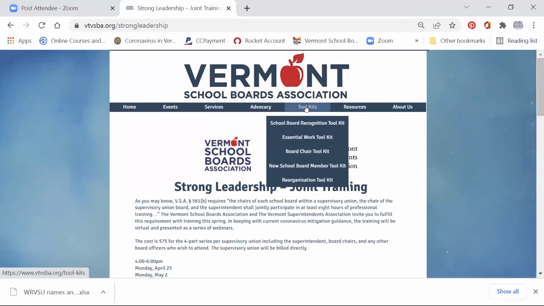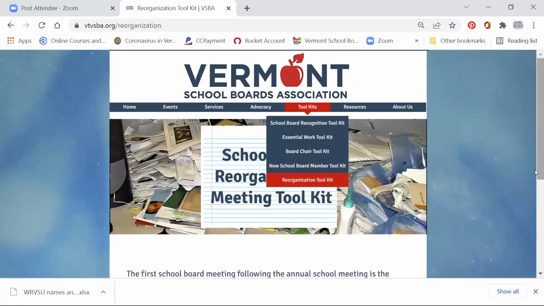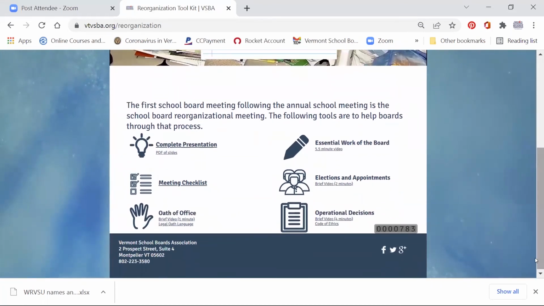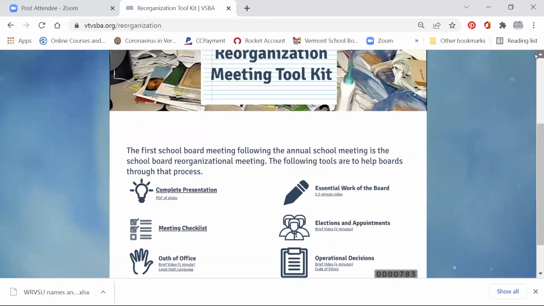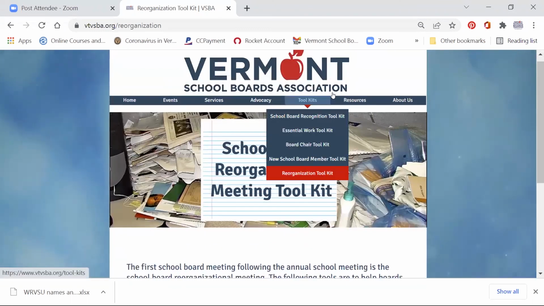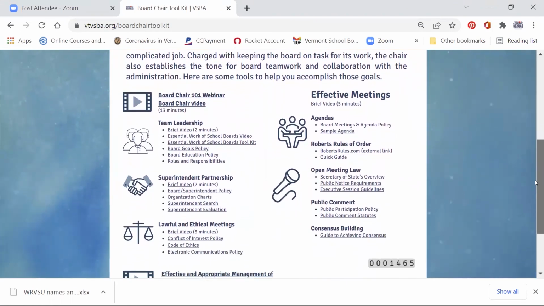Also, while we're here, I can show you the toolkit. This is a toolkit for the reorganization we were talking about. If you go to toolkits and click on reorganization, here's all the information, including the checklist for the meeting and the oath of office. Again, that's under toolkit, the reorganization toolkit. I believe someone asked about the board chair as well, and here's the board chair toolkit on the website for board chairs.